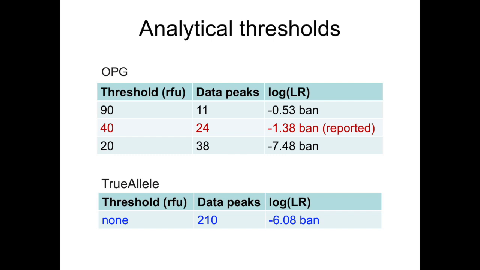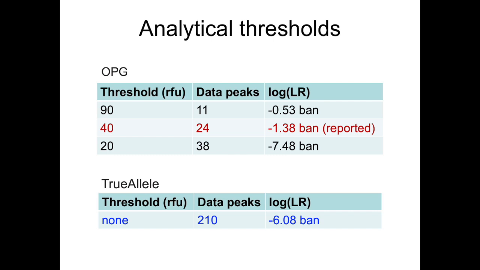And then TrueAllele looked at 210 loci, doesn't have a threshold, and it got 1 in a million. And then this was run in StarMix by other people at different thresholds. At 20, it got a more negative, exclusionary statistic than TrueAllele. Looking at less data at 90 with only 11 data peaks, it got something close to 0, negative a half ban. We actually did this as a study.